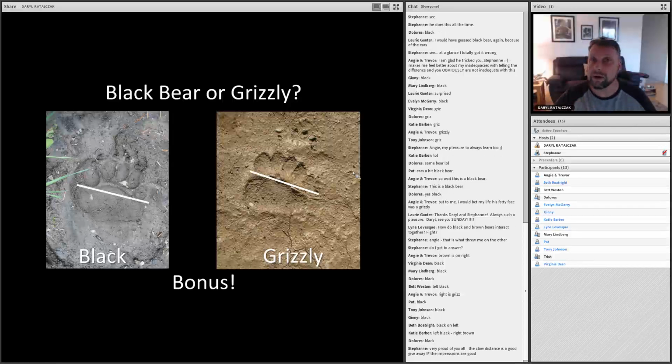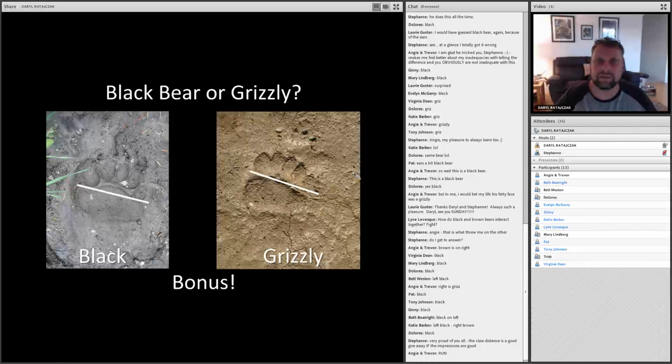Very, very important. If you're hiking Yellowstone, Alaska, wherever, and you see very fresh tracks, you might not see the animal itself, but knowing what kind of animal is there is really going to help dictate what you do next.